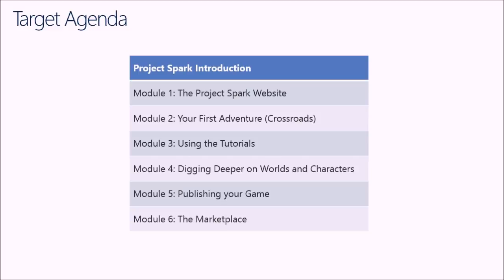And then finally, Module 6 is the marketplace. That's where you can expand the content that you have to use in Project Spark, either by earning credits by having lots of time spent working in Project Spark, or you can buy tokens to redeem them for content. And there's lots of different content you can buy. There's even a zombie pack if you like zombies.